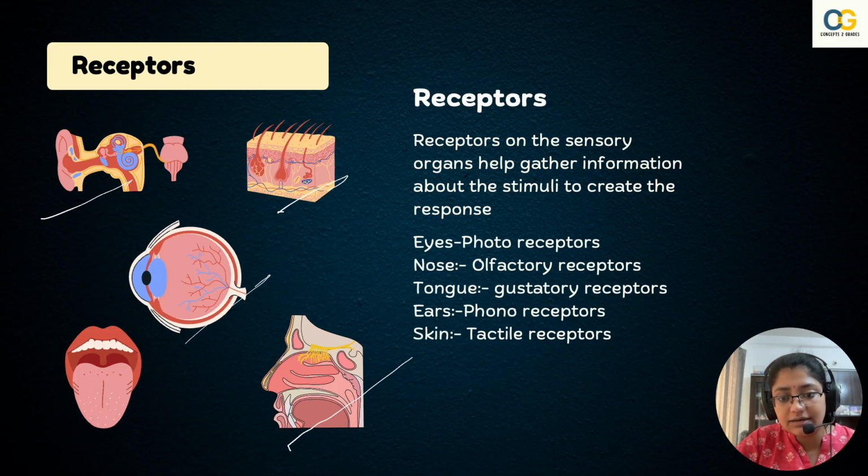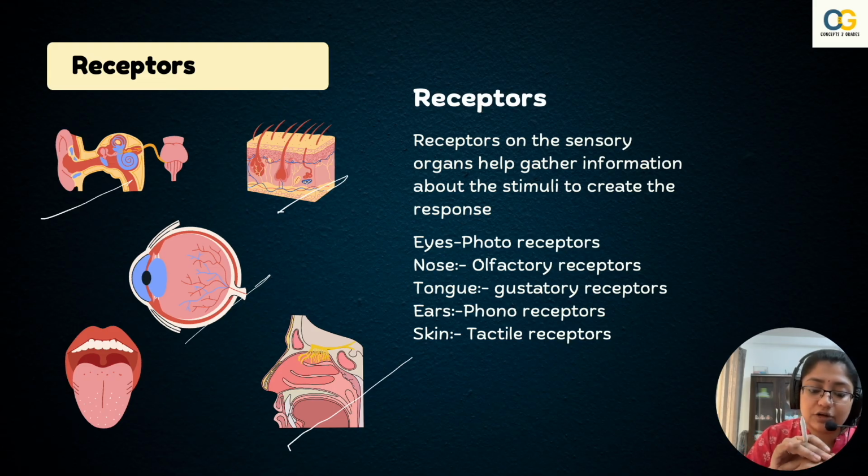So what are they called? Eyes have photoreceptors, so they are sensitive to light. The nose has olfactory receptors. They sense any smell. The tongue has gustatory receptors, so you can know the taste. Ears have phonoreceptors, so they can sense the sound vibrations. And the skin has tactile or pressure receptors, so it can feel any change in pressure. So these receptors help in gathering the information about what the stimulus is.